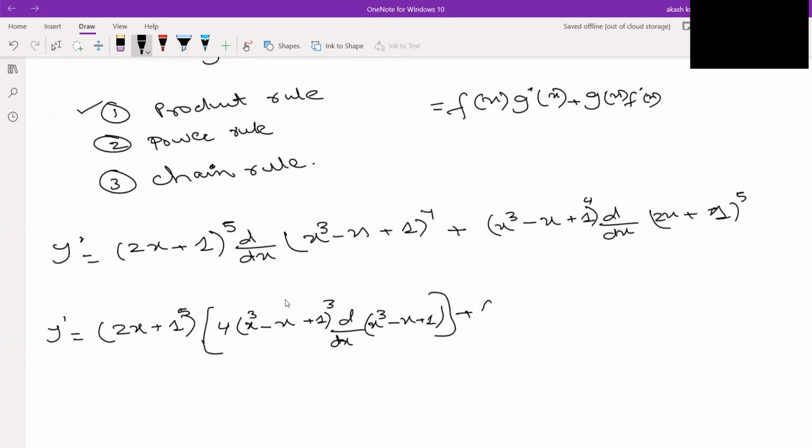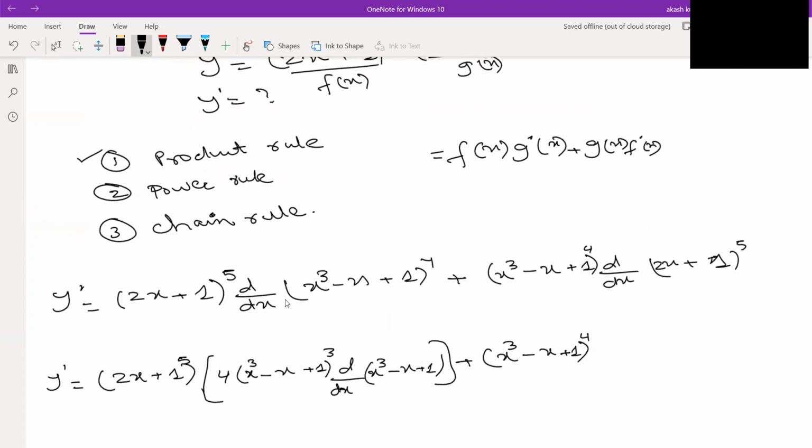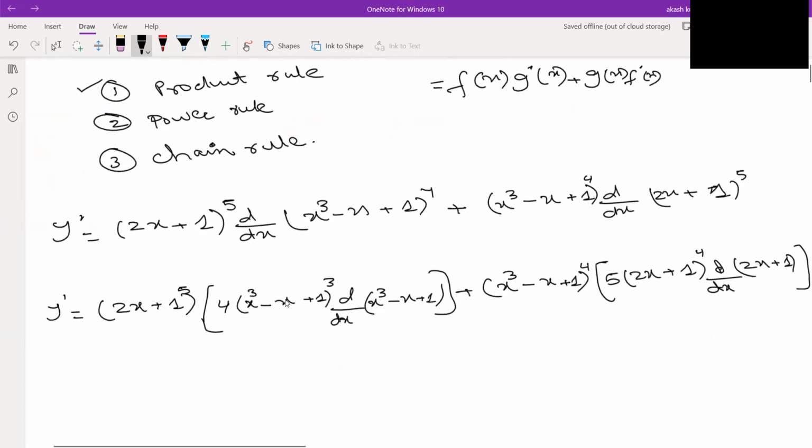And then plus (x cube minus x plus 1) whole power 4. Applying the power rule, power first, 2x plus 1, minus 1 from the power, so it becomes 4. And now taking the derivative of the inner function, applying the chain rule, so it will be 2x plus 1. Is it clear? Yeah.